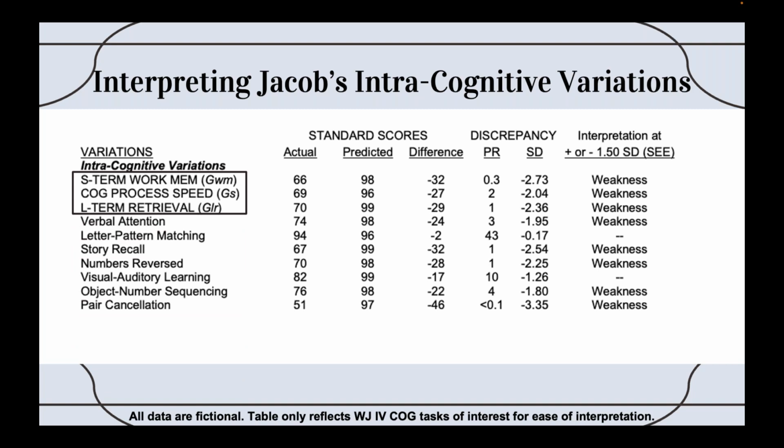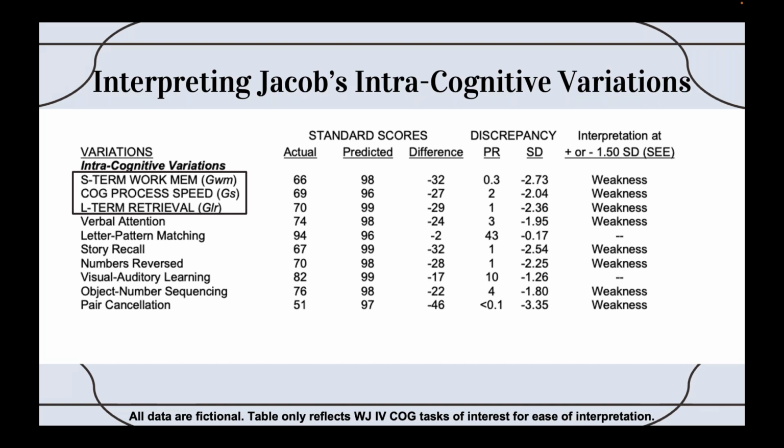So starting off, the neuropsychologist begins to review this table of data, and they focus on these 3 clusters here. And as you can see, the overall performances across these 3 domains, short-term working memory, cognitive processing speed, and long-term retrieval, those are all listed as personal weaknesses for Jacob when compared to other aspects of his cognitive functioning.